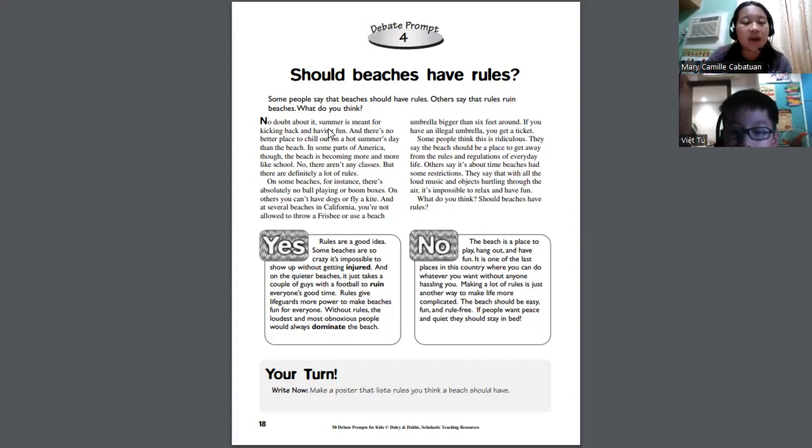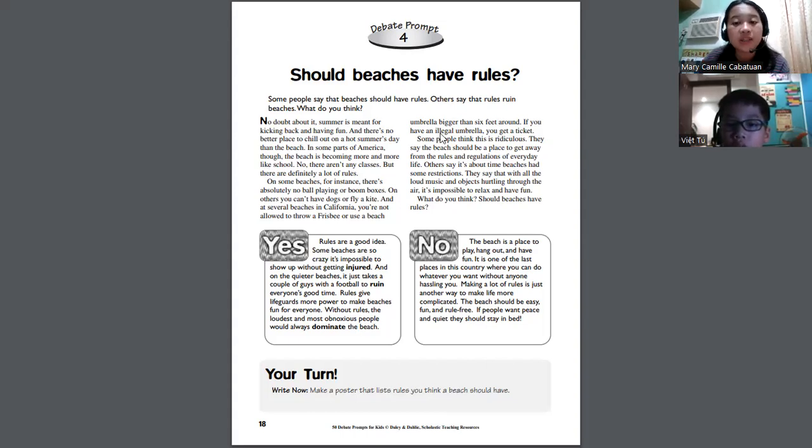So here, no doubt about it. Summer is meant for kicking back and having fun. And there's no better place to chill out on a hot summer's day than the beach. In some parts of America, though, the beach is becoming more and more like school. No, there aren't any classes, but there are definitely a lot of rules. On some beaches, for instance, there's absolutely no ball playing or boom boxes. On others, you can't have dogs or fly a kite. And at several beaches in California, you're not allowed to throw a frisbee or use a beach umbrella bigger than 6 feet around. If you have an illegal umbrella, you get a ticket.